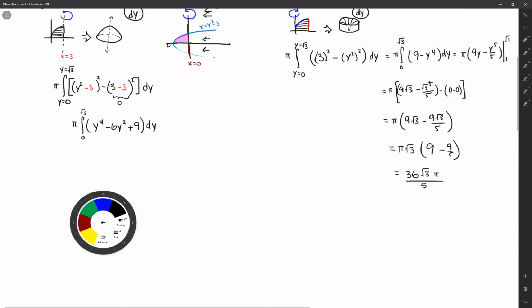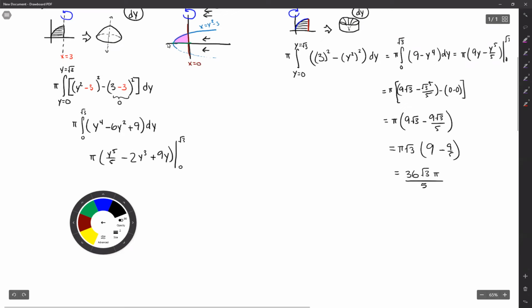Okay, so we integrate that. That ends up being pi times y to the 5th over 5 minus 6y cubed over 3. So 6 over 3 is going to be 2y cubed, yeah, plus 9y. Oh wait, no, that's integrated. I don't need the dy anymore. I need that evaluation bar, 0 to the square root of 3.